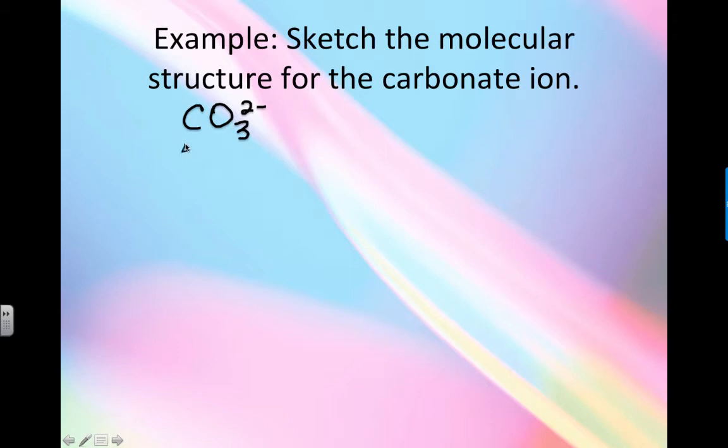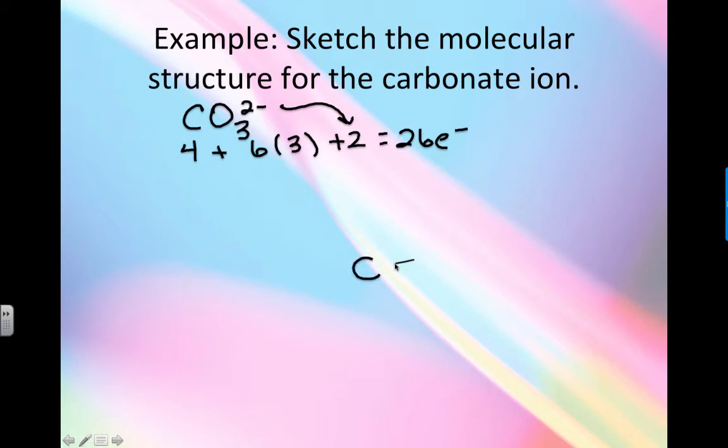Let's count the electrons first. Carbon has 4 valence electrons. Oxygen has 6 valence electrons, and there are 3 oxygens here. Plus, I have 2 extra electrons for my -2 charge. So altogether, what's that make? 18 and 4, and 2 more is 26 electrons total.